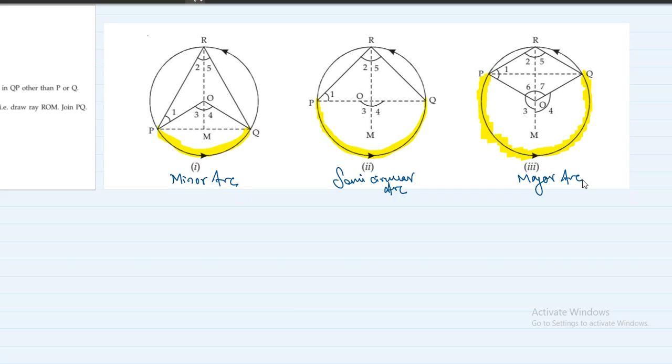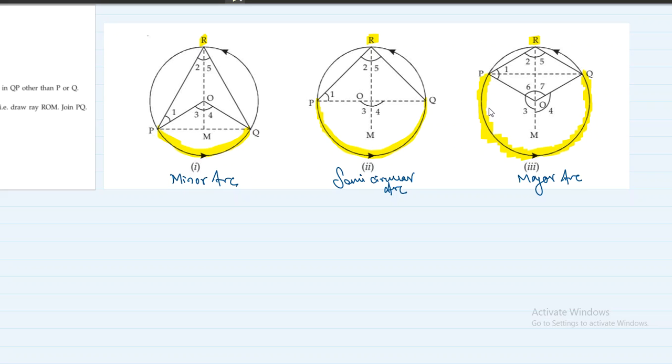What is the theorem again? The angle subtended by an arc at the center is double the angle subtended by the same arc at any point on the remaining part of the circle. Now, do you see point R? We have considered this minor arc PQ. R is on the other part of the circle, that is on the major arc. This is the semicircular arc over here, R is on the other side. This is the major arc PQ, R is on the other side in the minor arc portion of the circle.